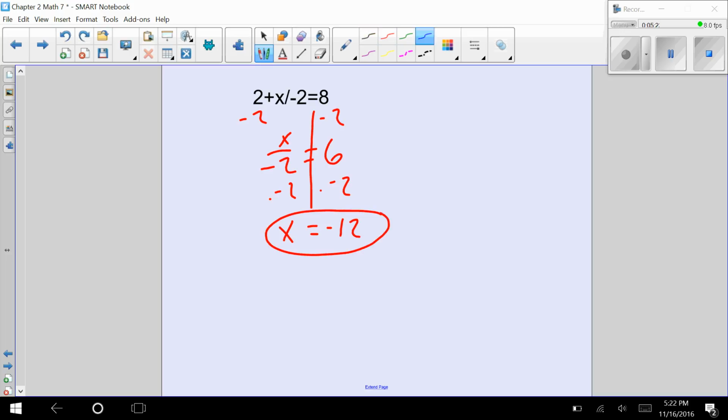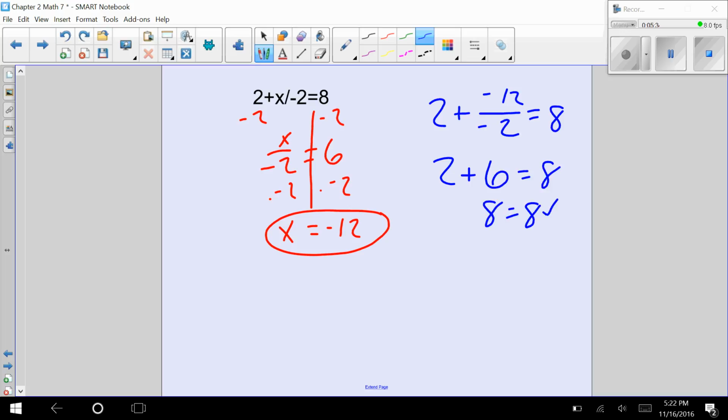Let's check our answer. 2 plus negative 12 over negative 2. Does that equal 8? 2 plus, well, negative 12 over negative 2 is 6. And 2 plus 6 is indeed 8, so it checks out.